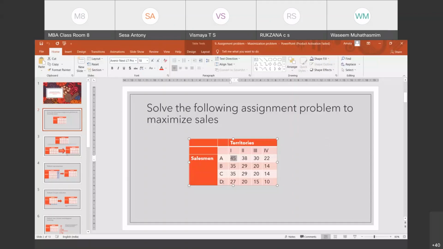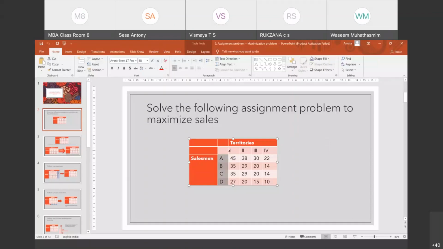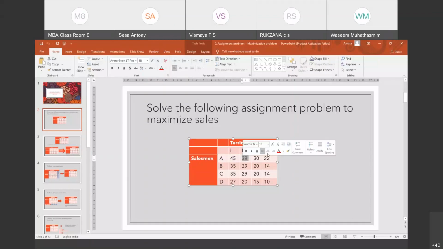For person A to travel to territory 1 and make sales there, how much profit will he get? 45. Similarly, A is traveling to territory 2. How much profit will he get? 38. A is traveling to territory 3, how much profit? 30 rupees. A is traveling to territory 4, he will get 22 rupees. Similarly, there are 4 salesmen and there are 4 territories.